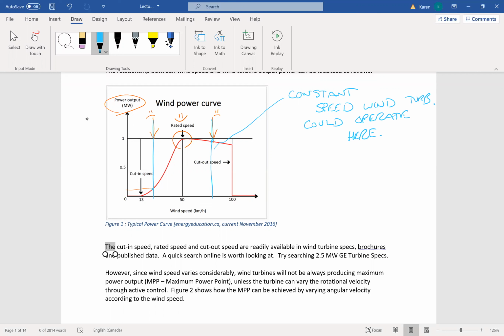So what is optimum is a wind turbine that wants to track the maximum power point, the MPP, which you remember from solar and other applications. A wind turbine can chase this peak. So you want to chase this peak. A wind turbine can chase the peak of a power curve if it can vary the rotational velocity of the rotor through some active control.